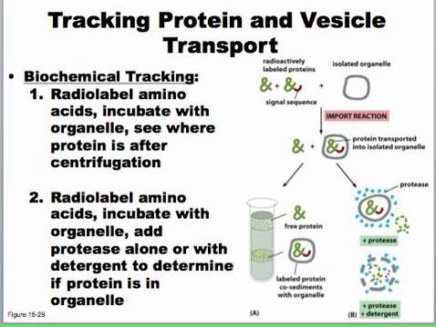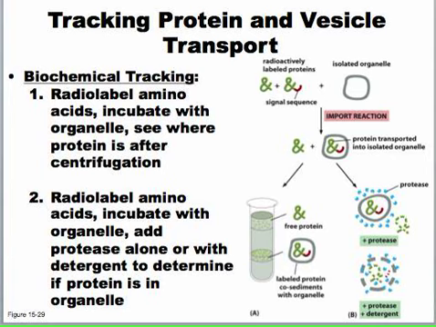So I just want to go over a few techniques that scientists use to track and sort proteins. And they use these techniques not only to track proteins, but also to figure out how proteins are sorted and where these proteins are going to go within a cell.